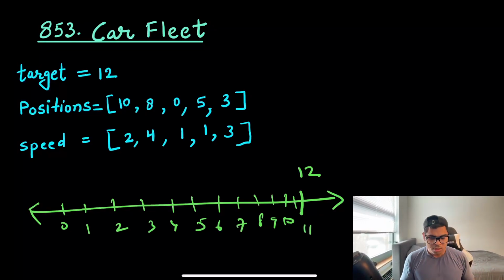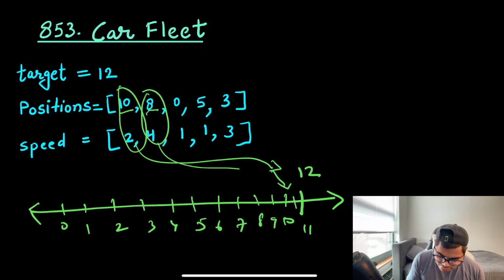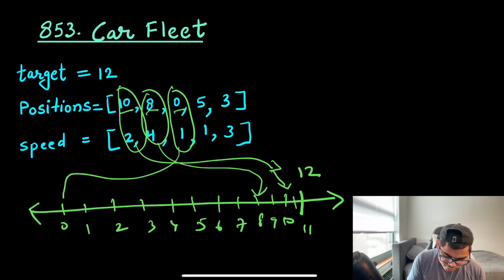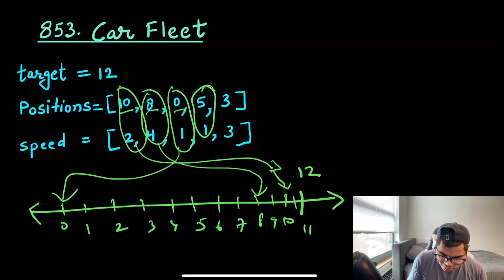Now these different cars will be placed somewhere here. Let's say the first car is at position 10, so this particular car is right here. Then the car at position 8 is right here. Then position 0, this is right here. I don't know why this one didn't start moving. Then the car at position 5 is right here, and then 3 is over here.